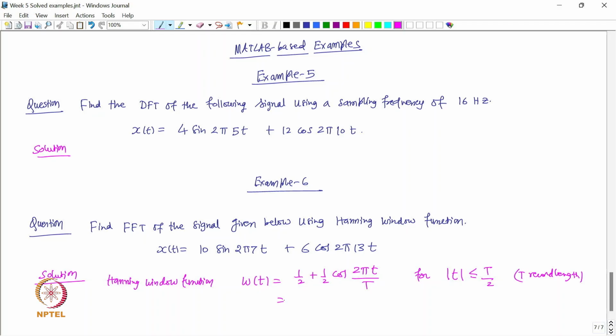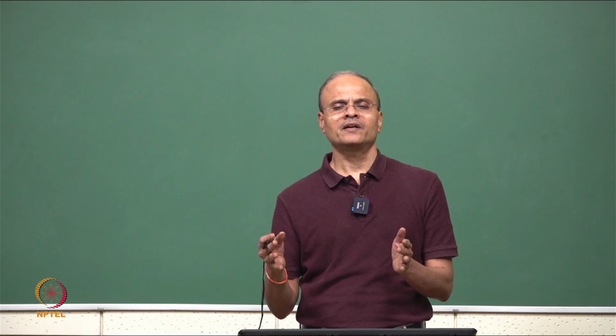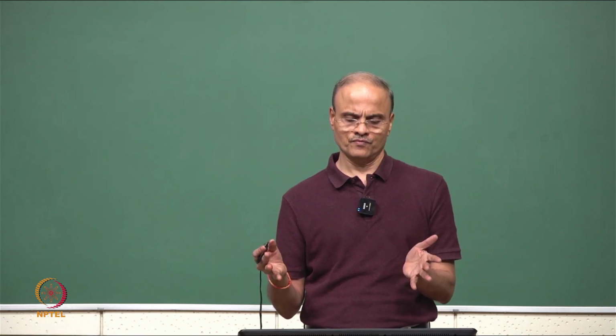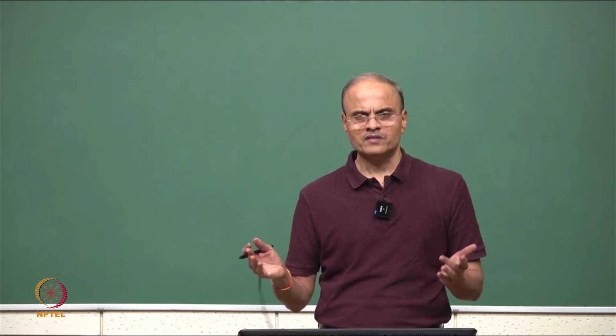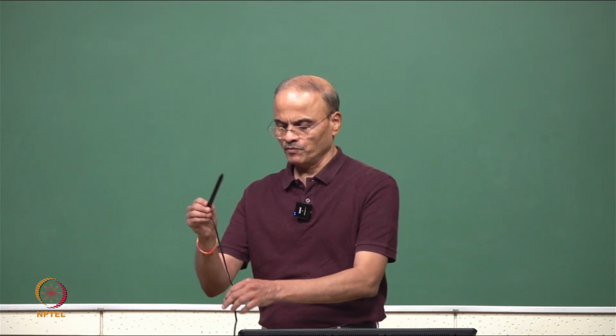And then it is equal to 0 otherwise. So, for other values of t, W of t is 0. So, the window function essentially describes a variation over a time length t, and outside that time length t, W is 0. So, let us go to the MATLAB platform and look at the codes which I have written.